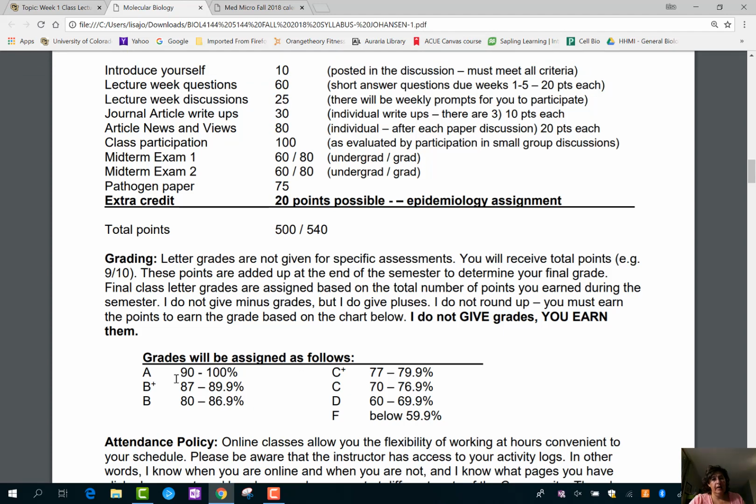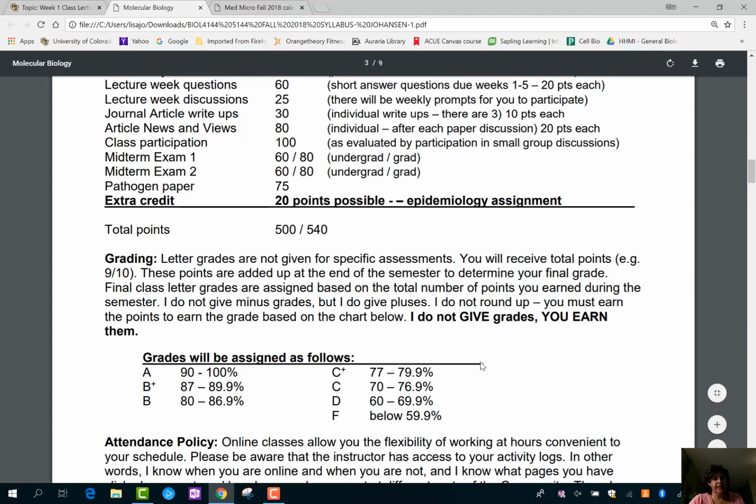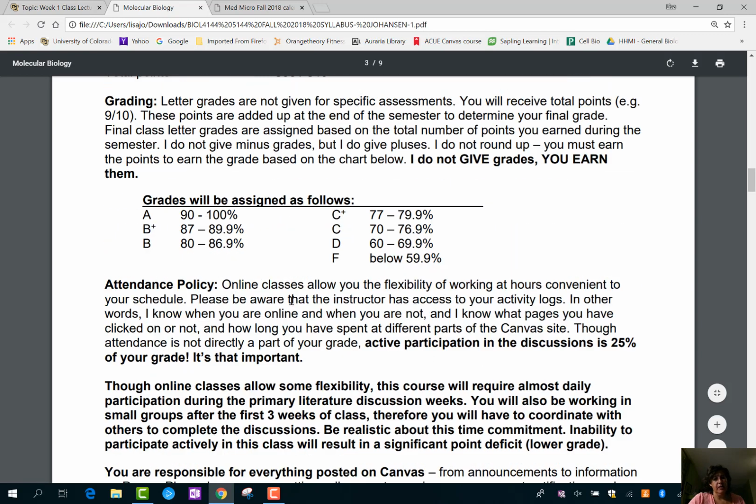Grading, I give straight letters and pluses. I don't give minuses because I was told I didn't have to, so why would I want to deal with that? But I don't round up. So you've got to get 90% or greater, or 80% or greater to earn those A's and B's.